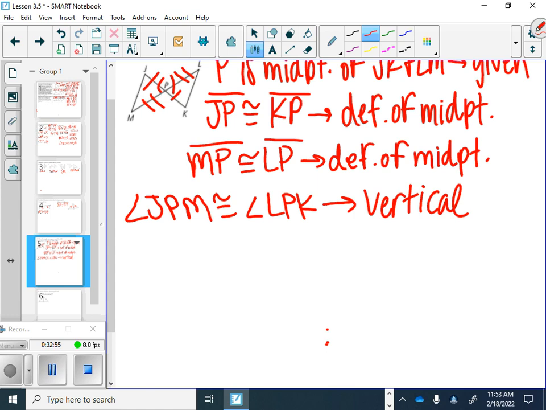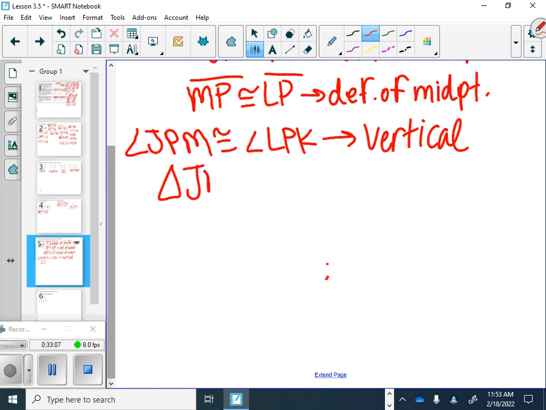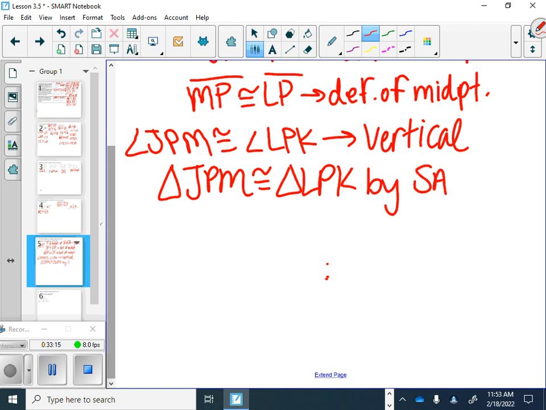So let me ask you this. Do I have two sides that I've talked about in my proof? Yes? Do I have an angle? Yes? So I can finally end this thing and say that triangle JPM is congruent to triangle LPK by side, angle, side. And to end your proof, simply just have a box and you can either put an X in there or you can color it in. Whatever works for you. And that box is just saying, I've said what I've said. I've got nothing else to say. My proof is complete.